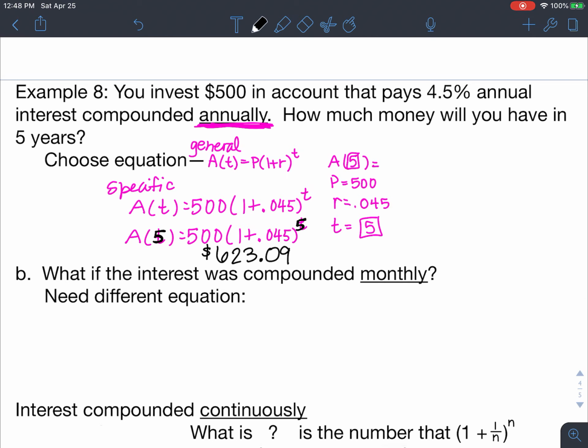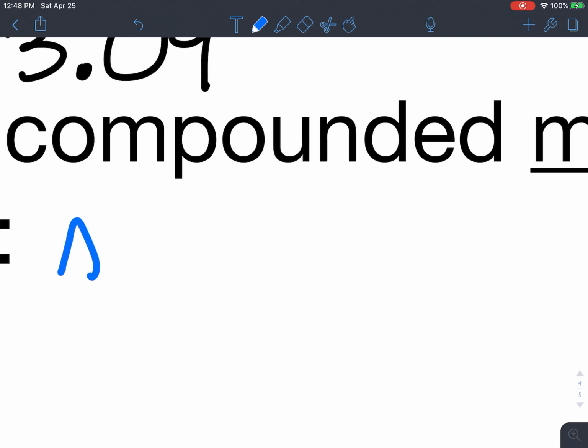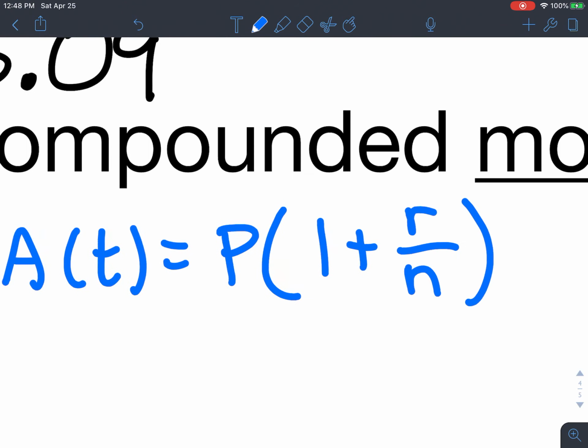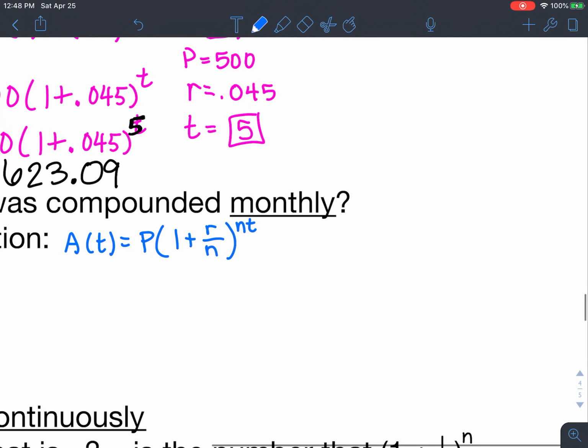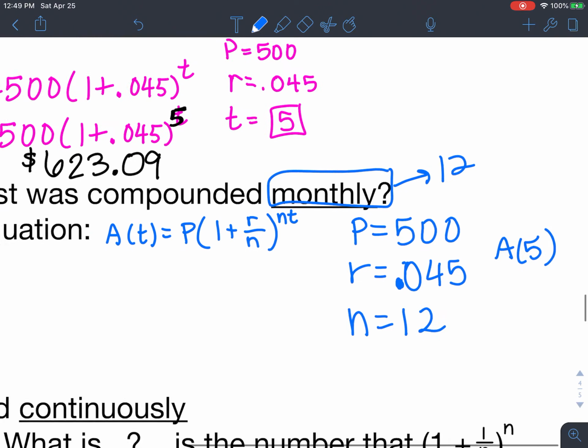But what if the interest was compounded monthly? Using the same example, we would need a different equation. We would need the equation with the n in it. So that would be A of t equals P times 1 plus r over n to the nt. So I still have P equals 500. I still have r equals 0.045. But now I also have n, and that's coming from the monthly. So that's 12. And we're going to find A of 5.